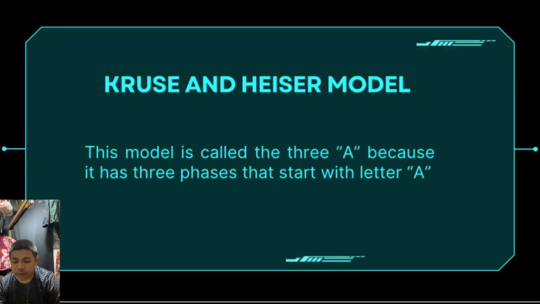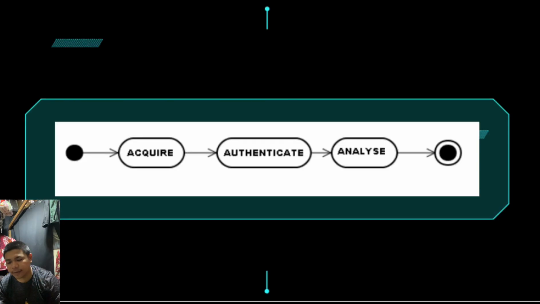Cruz and Hirser model. So this model is called the 3A because its three phases start with the letter A. So first is acquire, authenticate, and analyze.